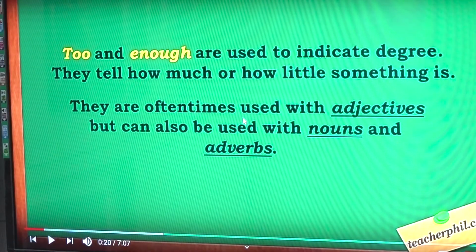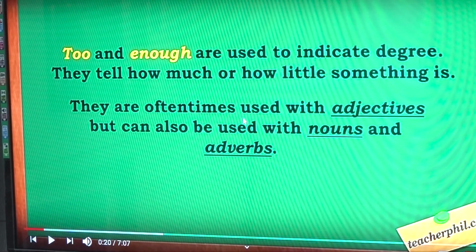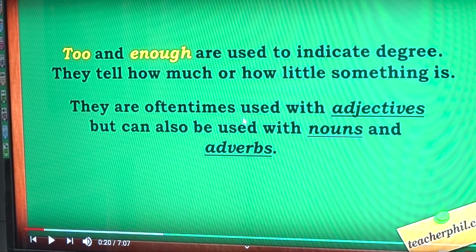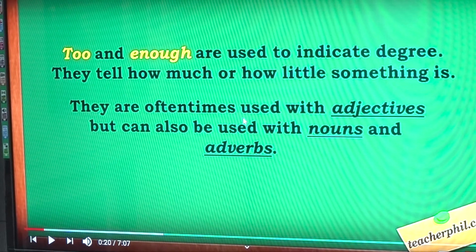So, "too" and "enough" are used to indicate degree, to tell someone how much or how little something is. They can often be used with adjectives, nouns, and adverbs, right? What are adjectives? Remember what an adjective is? You have learned that, right?